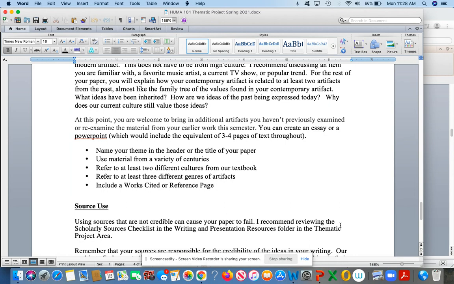So that final exam can be either an essay or a PowerPoint. Just if you do the PowerPoint, make sure that it has the equivalent of 3 to 4 pages of text throughout it. When we get there, you will be exploring one theme. You need to use material from a variety of centuries. You need to refer to at least 2 different cultures from our textbook. You need to refer to at least 3 different genres of artifact, right? So they can't just all be paintings. And it needs to have a works cited or a reference page.